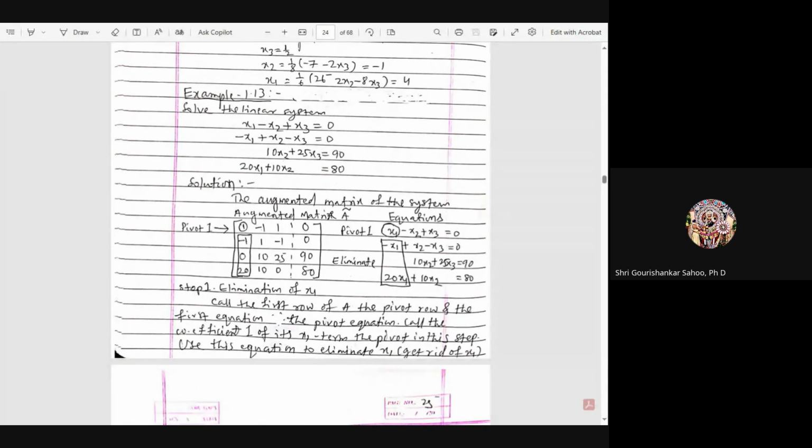Similarly, you can solve this system of equations also. x1 minus x2 plus x3 is equal to 0, minus x1 plus x2 minus x3 is equal to 0, 10x2 plus 25x3 is equal to 90, 20x1 plus 10x2 is equal to 40.